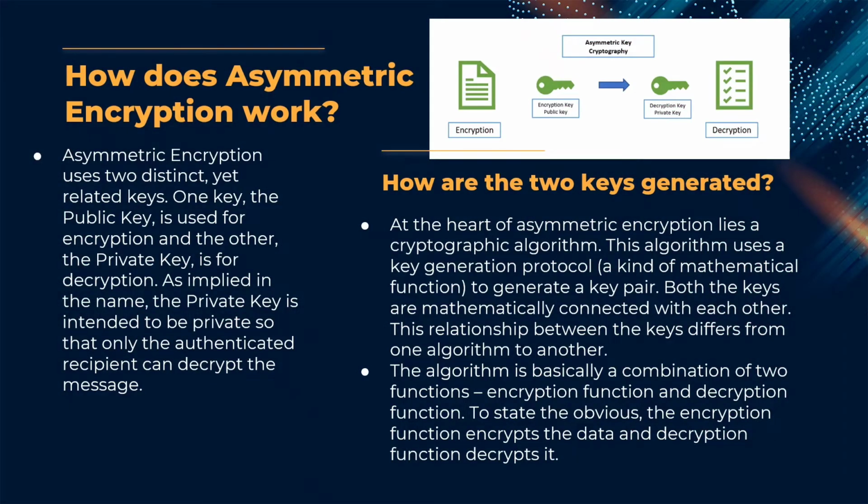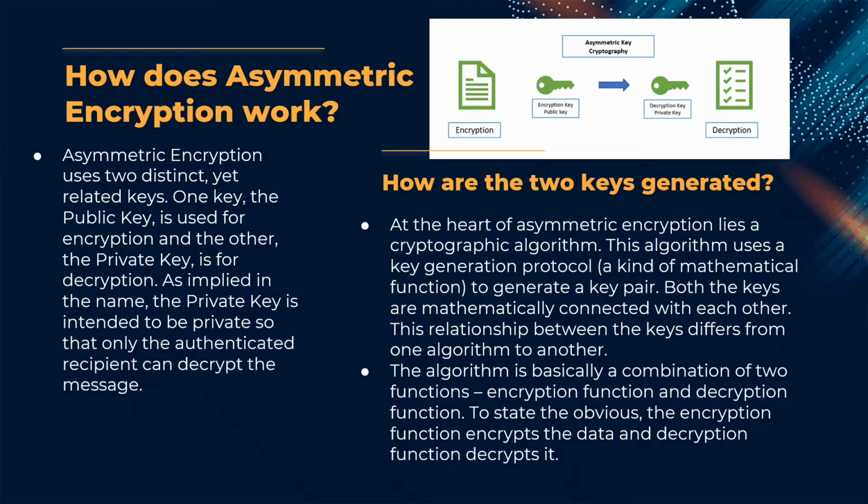How does asymmetric encryption work? The public key is used for encryption and the private key is for decryption. As implied in the name, the private key is intended to be private so that only the authenticated recipient can decrypt the message. How are the two keys generated?